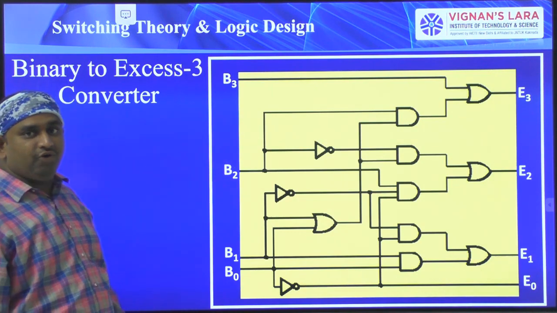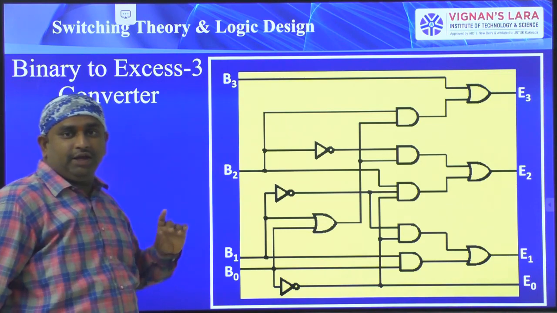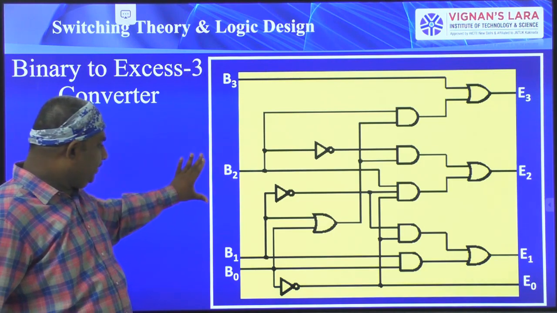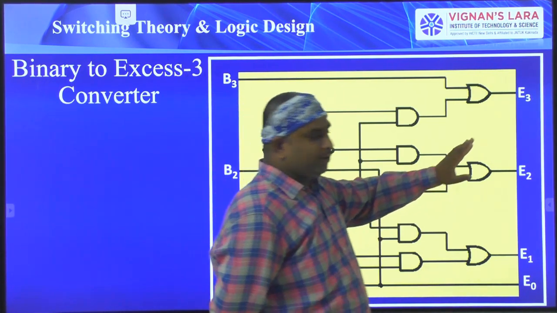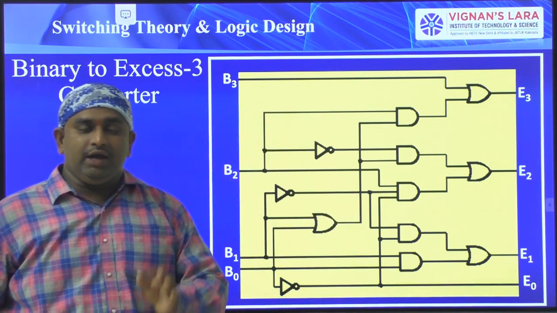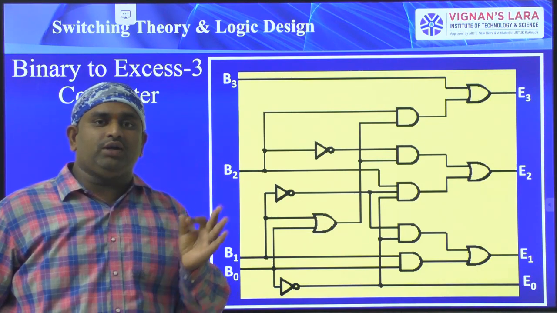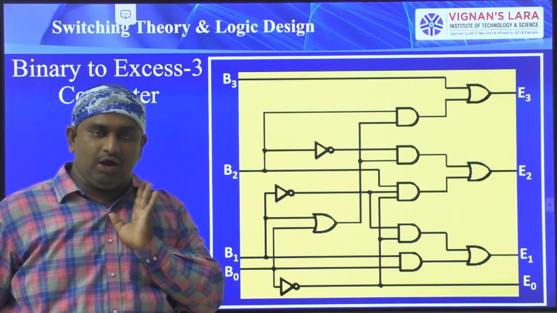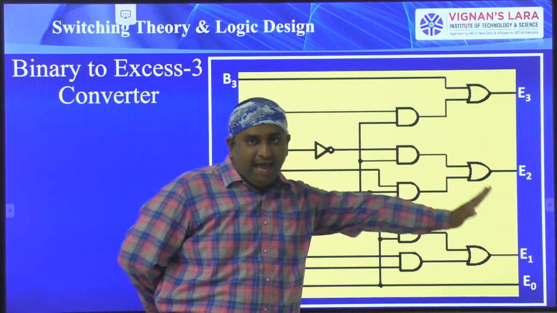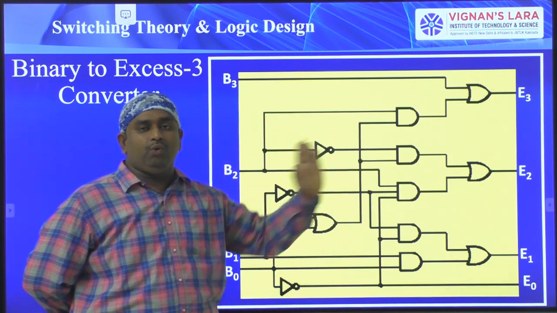So see here the diagram of this binary to excess code converter. Here the input bits are B3, B2, B1, B0, and coming to the output bits E3, E2, E1, E0. It is a very simple thing. The code converter takes binary information as input, and gives the excess code as output. So this is nothing but code conversion. The binary code is converted into excess code. Otherwise, if you are given excess information, you have to convert it into binary.